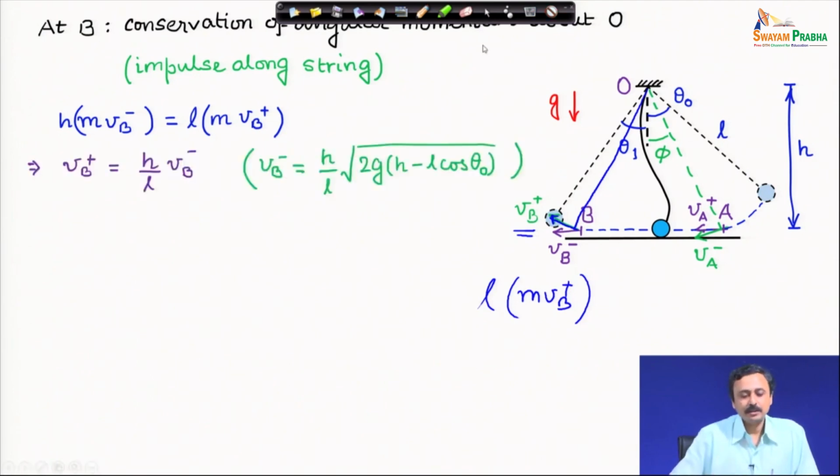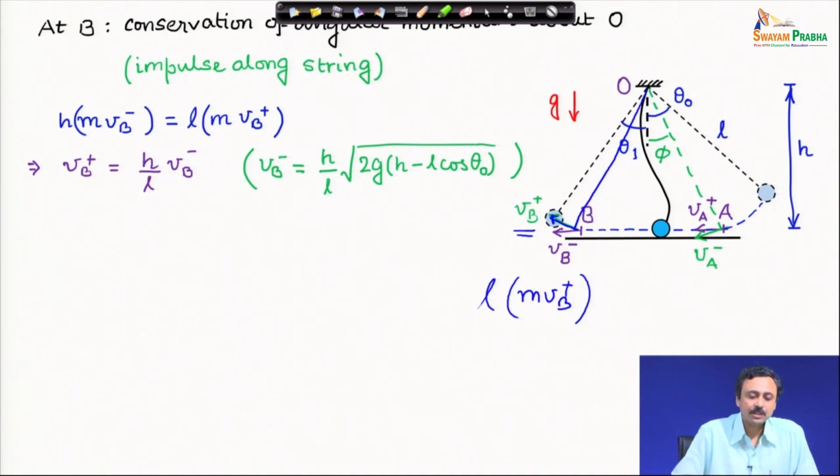With these two things done, it is straightforward to determine V B plus. Mass cancels out. So V B plus is h by L times V B minus, and V B minus, remember, is V A plus, which we have just now derived, and I have written out the expression for V B minus. You can find V B plus. Now, what do we do with V B plus?